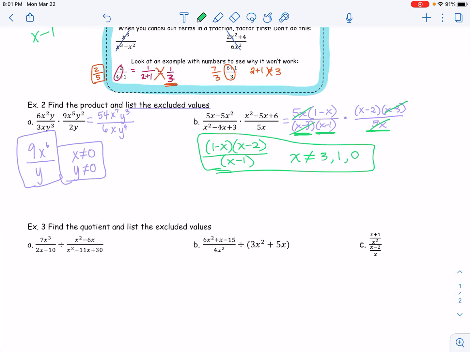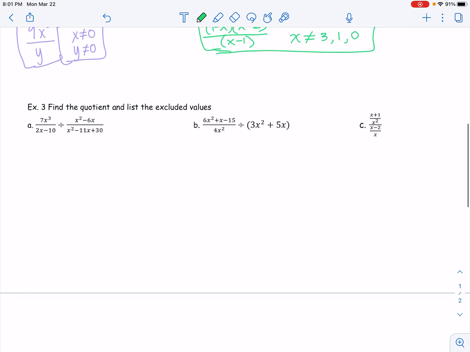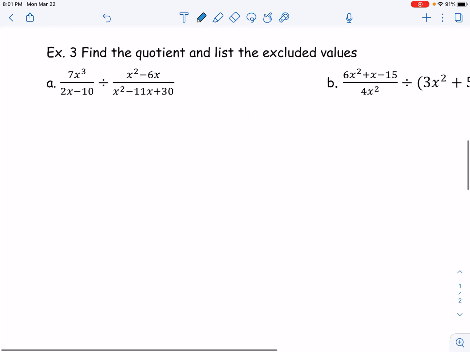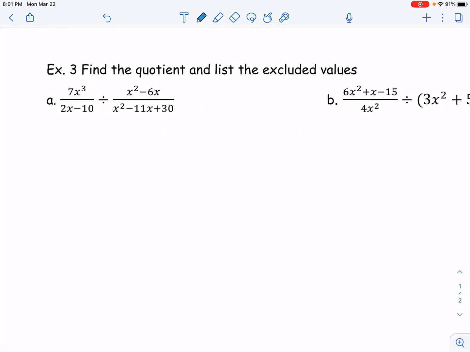All right. So now we're going to do division problems. What I like to do is rewrite my problem first, because instead of dividing these fractions, if you will, we're technically going to be multiplying by the reciprocal. So really we have here 7x cubed over 2x minus 10 times x squared minus 11x plus 30 over x squared minus 6x.